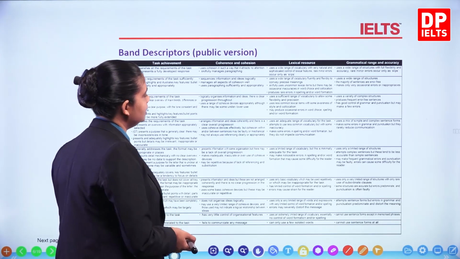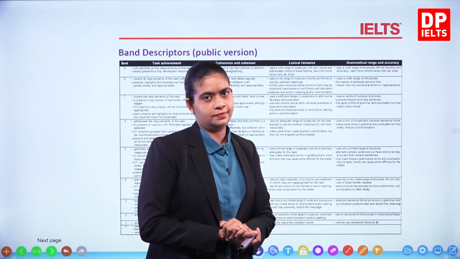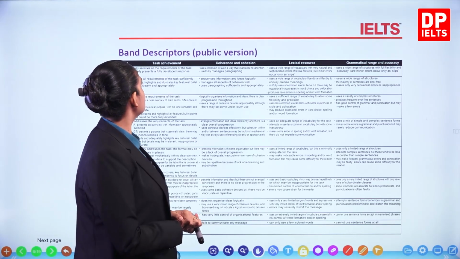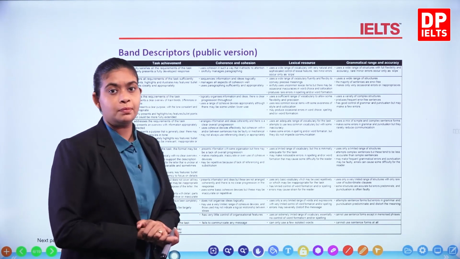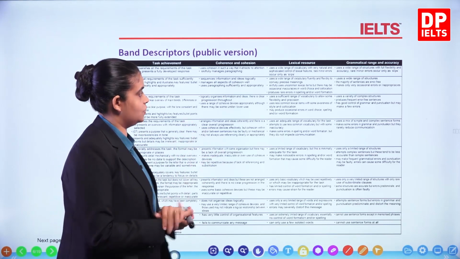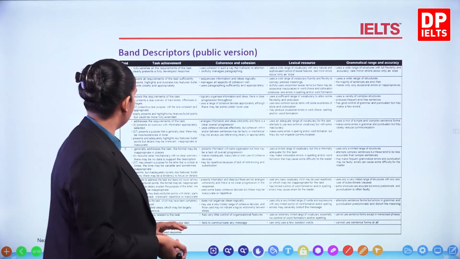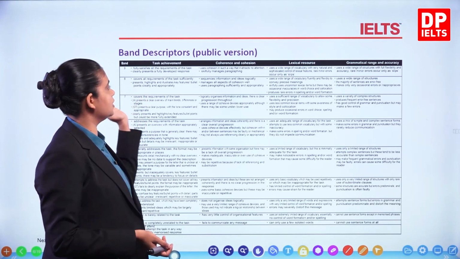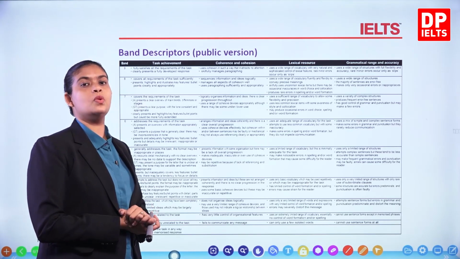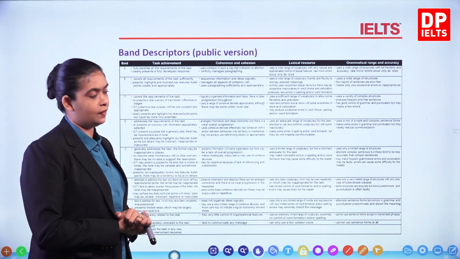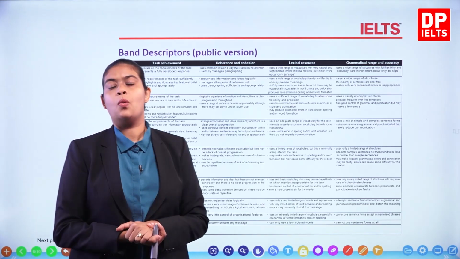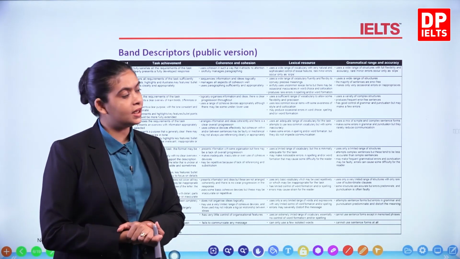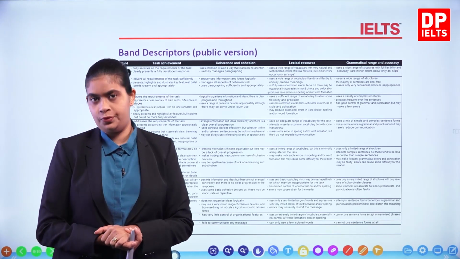Alright, now here is the most important one. This is publicly available, right? And it's called the band descriptors. It's a public version and that's why it's been extracted. Now, if you see here, you can have a look at the 4, 5, 6, 7, 8, 9. What do I need to get? Okay, if I have a 6, what do I have, or what are the skills that I have? What else do I need to improve?